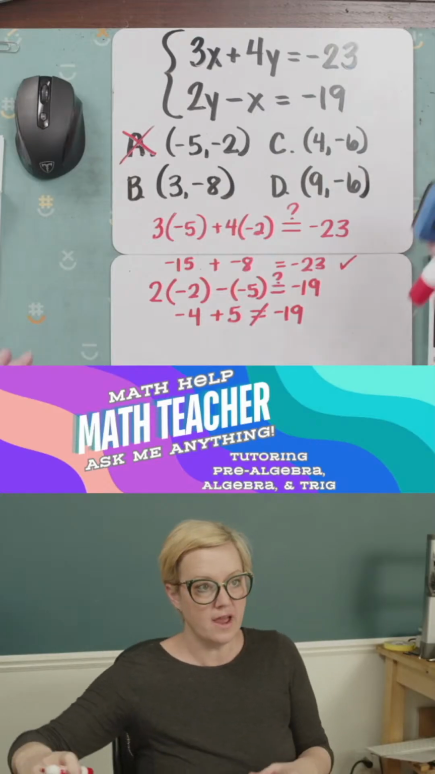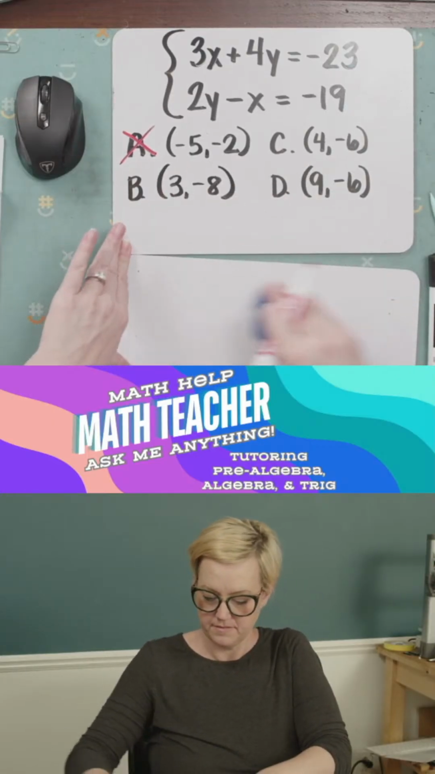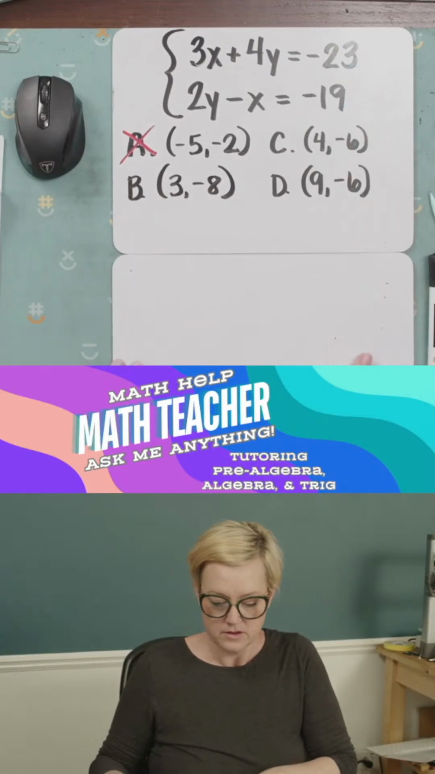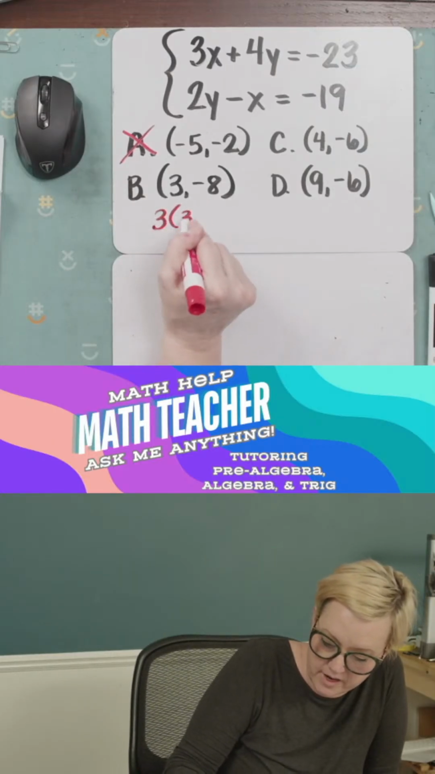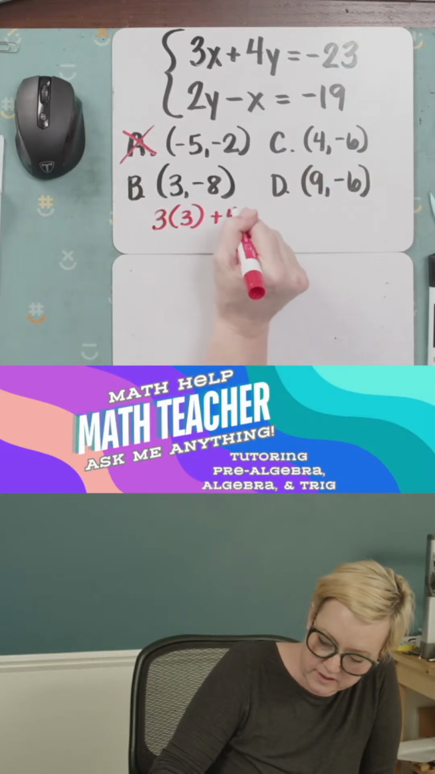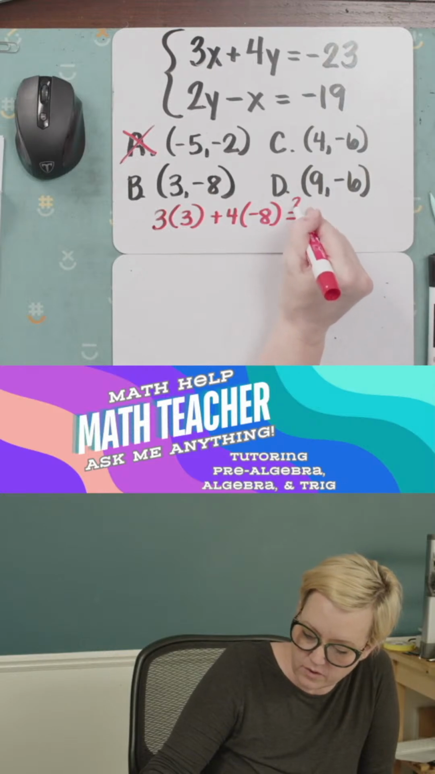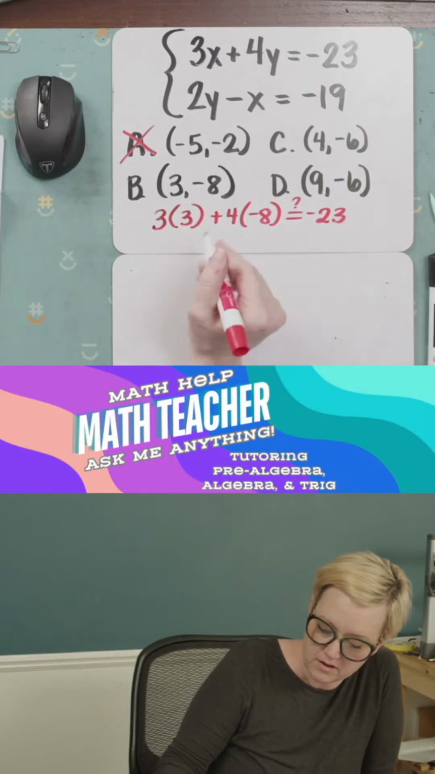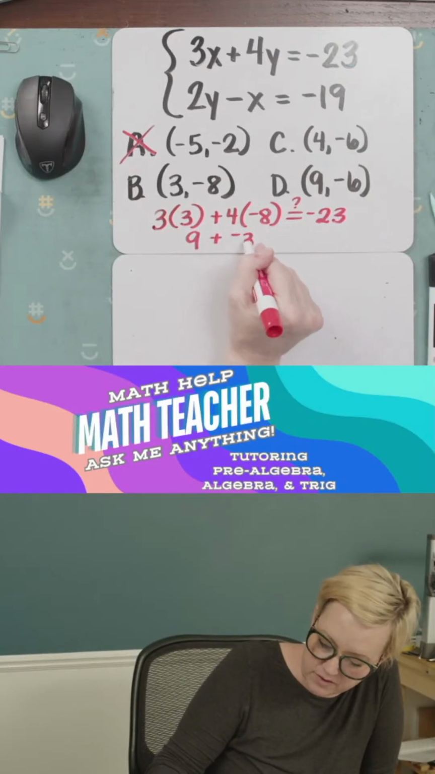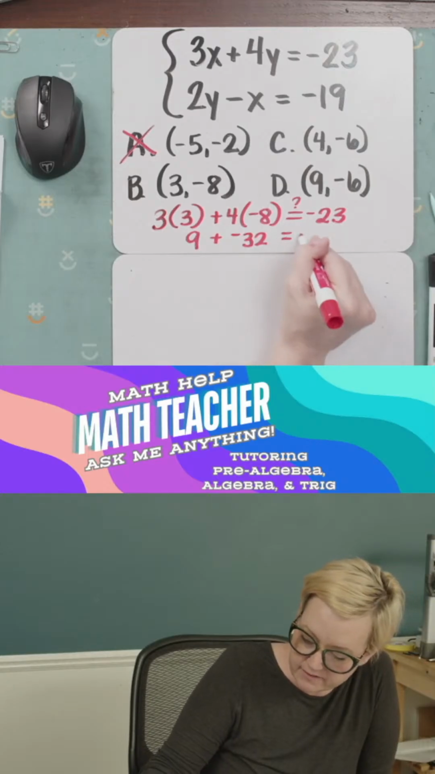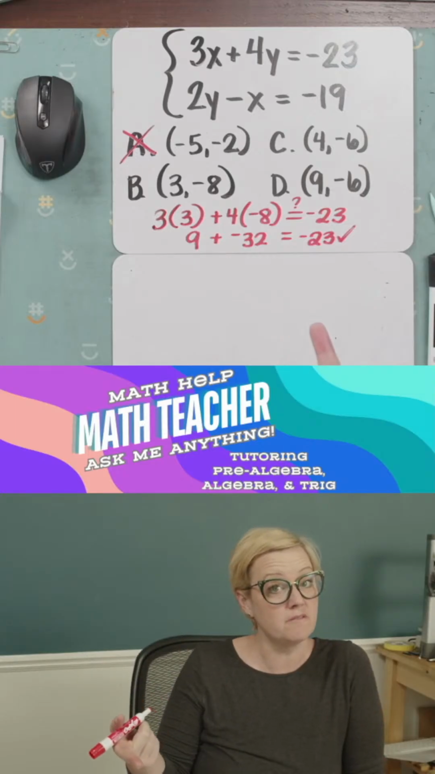Okay, so now let's check out option B. Option B is 3 and negative 8. So I start out with 3 times 3 plus 4 times negative 8. I'm saying, does that equal negative 23? 3 times 3 is 9. 4 times negative 8 is negative 32. Does that equal negative 23? Yes, it does. Check.